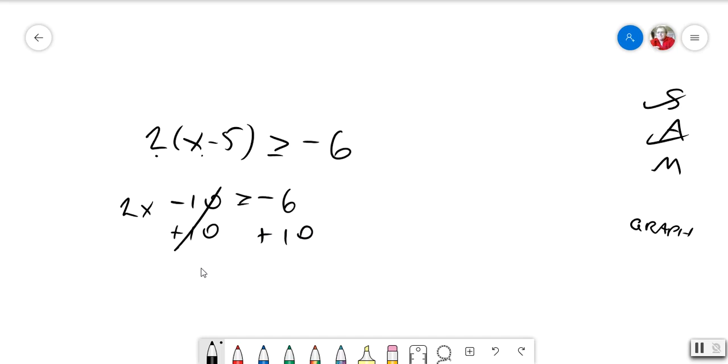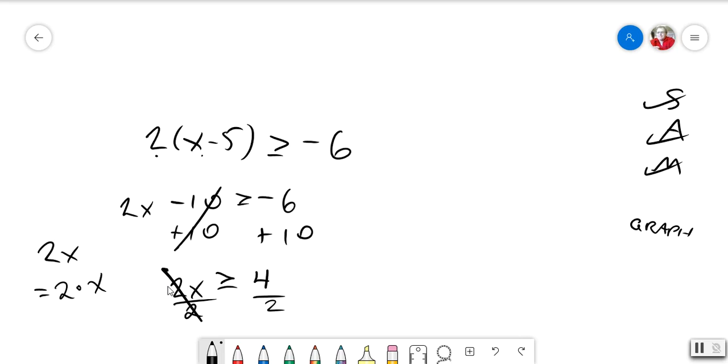Since there's no dividing by negatives or anything, my inequality sign remains the same. So I get 2x is greater than or equal to 4. Last step, multiply. 2x means 2 times x. The opposite of multiplication is division, which we always show with the fraction sign. 2's cancel out, so we get x is greater than or equal to 2.